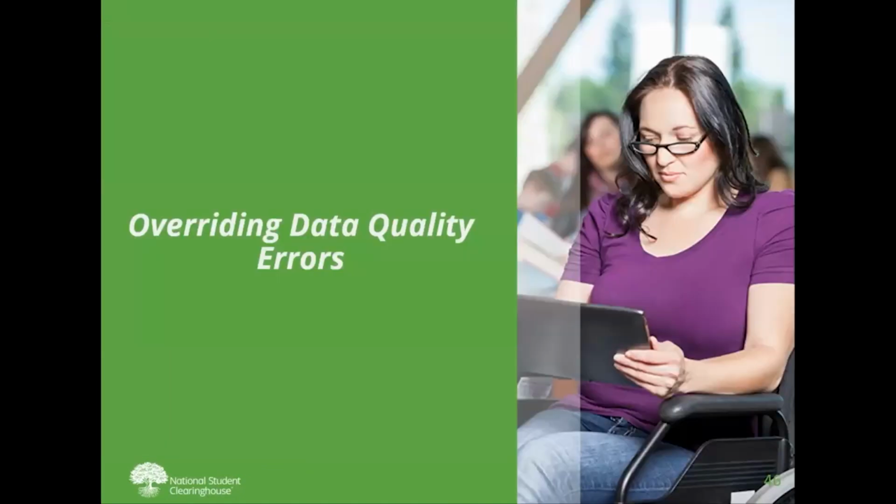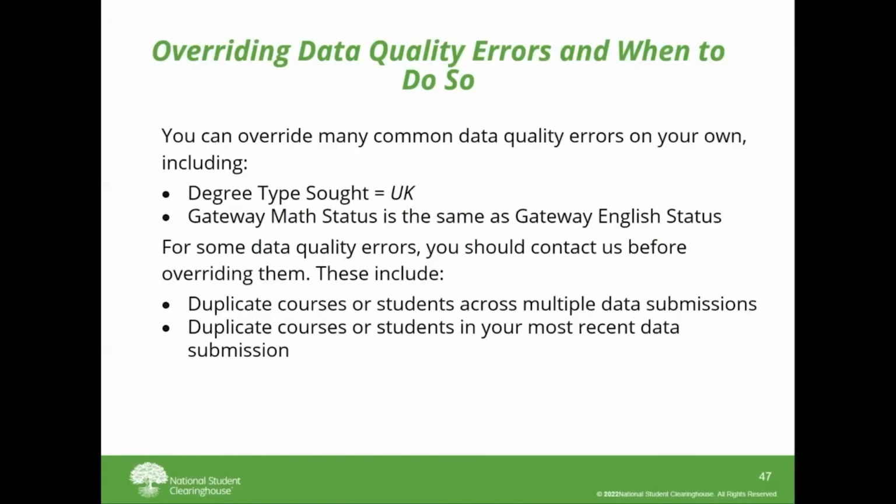You now have the ability to override data quality checks. If you review a data quality error and determine the data is correct, you can override this error. Please note you should only override a data quality error when you are confident that the errors will not affect the quality of the data. You can override many data quality errors on your own, including degree type sought is unknown, gateway math status is the same as gateway English status.